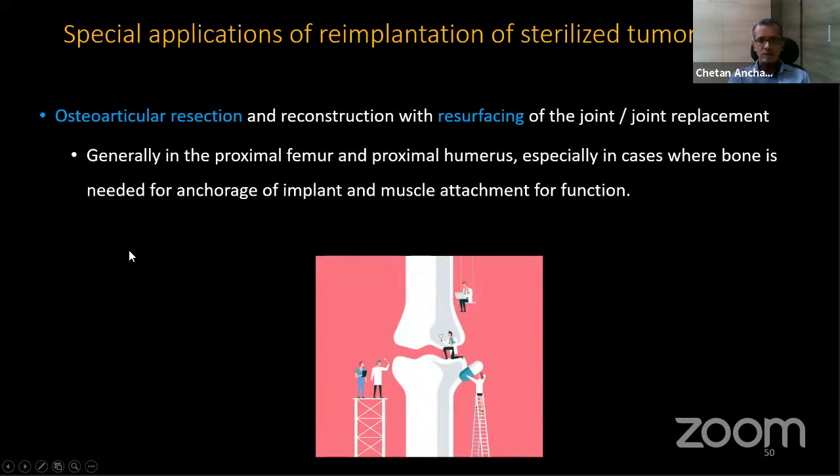Osteoarticular resection and reconstruction with resurfacing of the joint or joint replacement can also be done. Generally, this is done in the proximal femur and proximal humerus, especially in cases where the bone is needed for anchorage of the implant and muscle attachment for function.